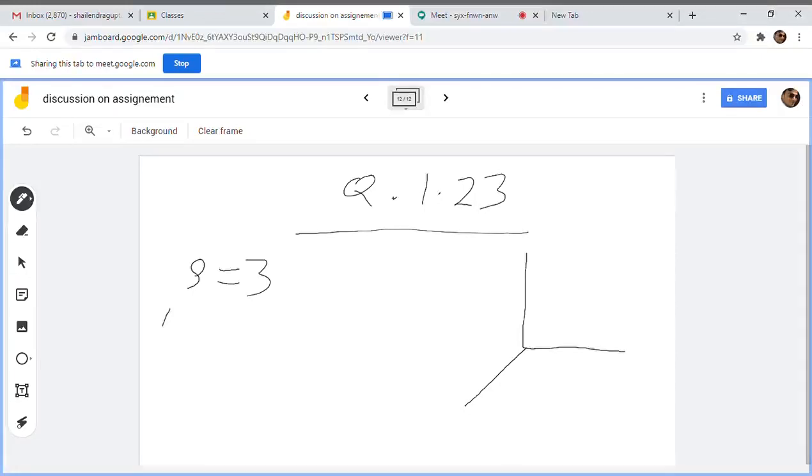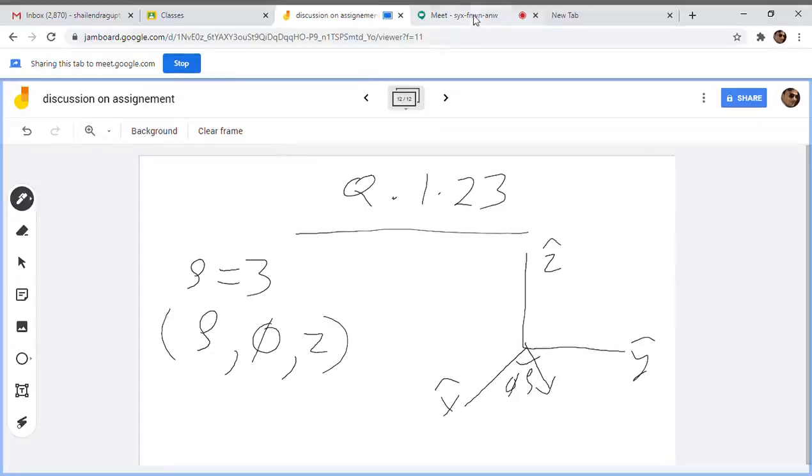Rho is equal to 3. It means in a cylindrical coordinate system you have three dimensions: rho, phi, and z. In all these three dimensions, you are making one of them constant. Rho is constant, meaning your radial distance is not changing. This is x, this is y, and this is z, and this is your phi direction. So your rho is not changing, but your phi and z are changing. So what will this surface be? How will this surface look like?